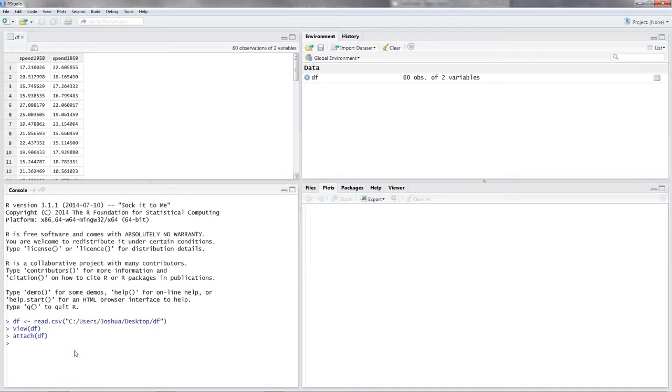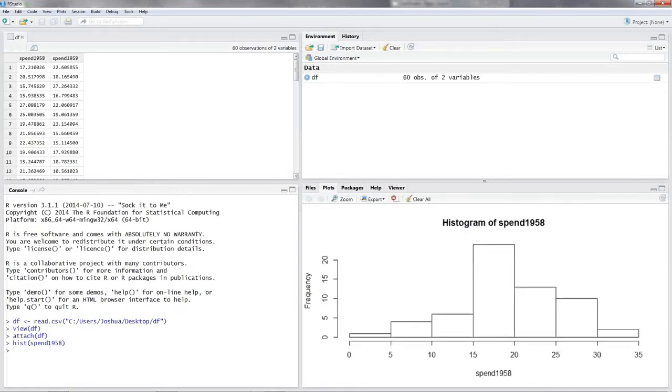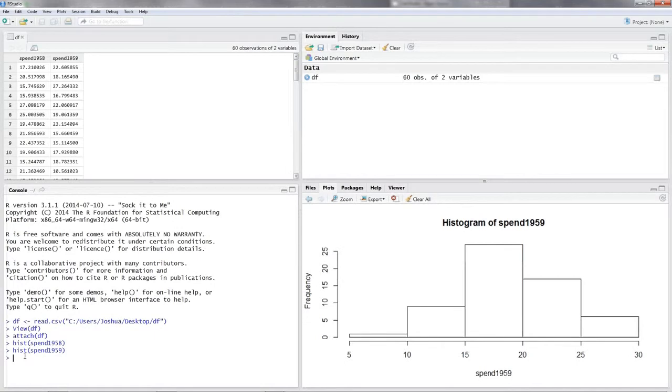Now, the first thing to check is the data itself. You've already learned some ways to do that. We could draw a histogram to look at the distribution. So we put in hist for histogram, parentheses, and then put in the variable, that would be spend1958. Okay, now this looks kind of normally distributed. Let's do the same thing for 1959. That looks okay as well.